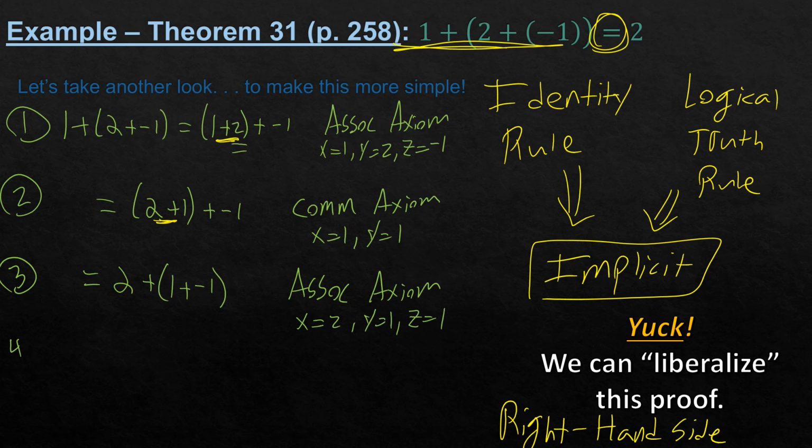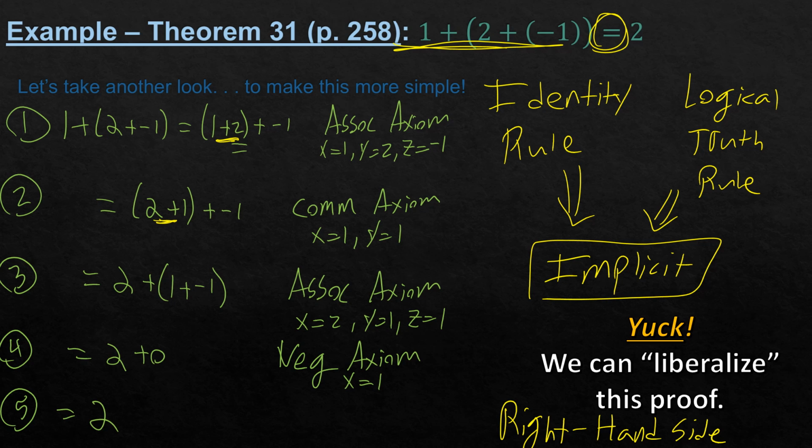So for line 4, we have this 1 plus minus 1. We do know what that means. Why? Because we have the zero, or not the zero axiom, we have the negative axiom, right? So for the right-hand side, we have 2 plus 0, because we have the negative axiom with x equals 1. So 1 plus minus 1 is 0. And then for line 5, we can get 2. Why? Because 2 plus 0 is obviously 2. But how do we know that? Well, because of the zero axiom.